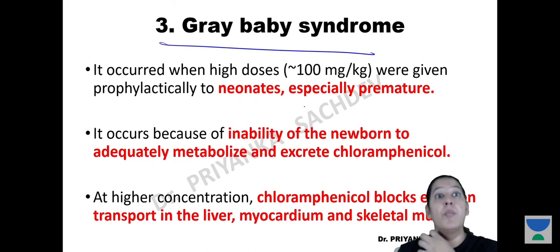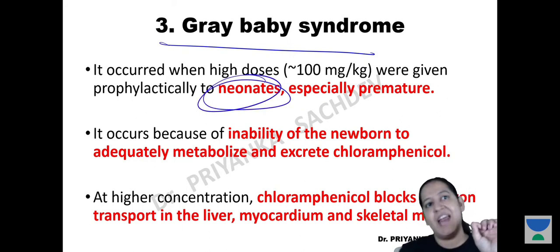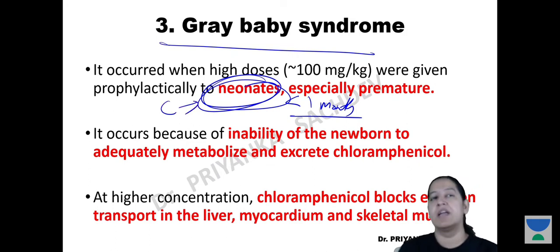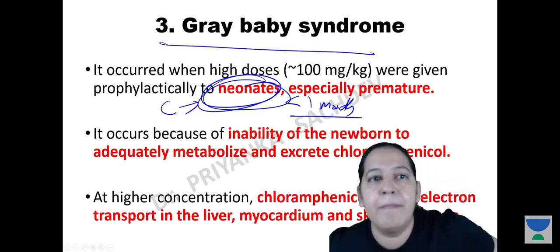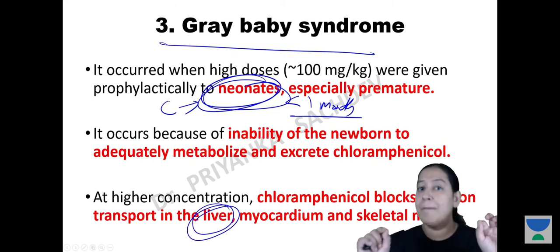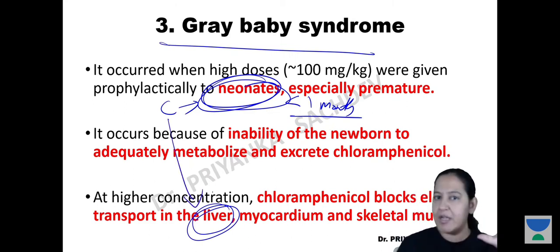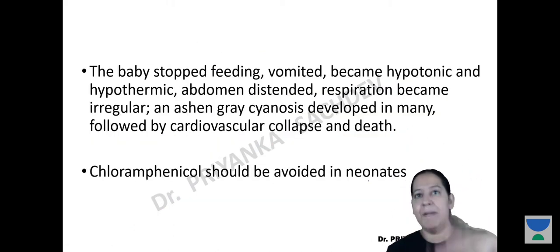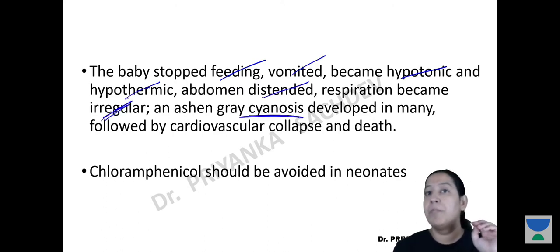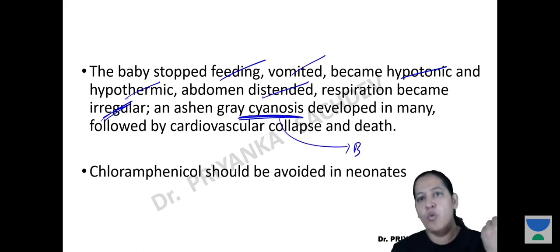What do you mean by gray baby syndrome? If you give chloramphenicol to a neonate, any baby less than 1 month old, it is contraindicated in neonates. By mistake, if you have given chloramphenicol to a neonate, what will happen? Chloramphenicol will go inside the body of the neonate, but the liver is premature and cannot do the metabolism or excretion of chloramphenicol. So chloramphenicol will not be metabolized. It will remain in the body for a longer time and cause toxicity of multiple organs. So the baby will stop feeding, vomit, be hypotonic, hypothermic, with distended abdomen and irregular respiration. That's why the baby will look blue, cyanotic. Now it is a misnomer: the baby is looking blue, but it is known as gray baby syndrome.